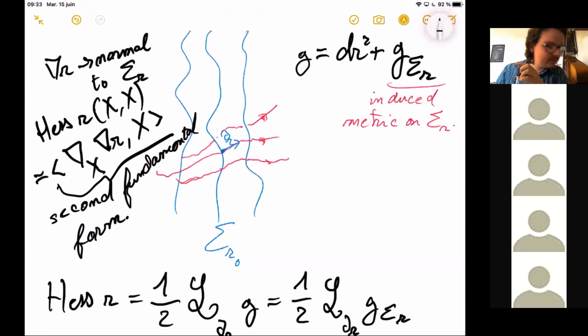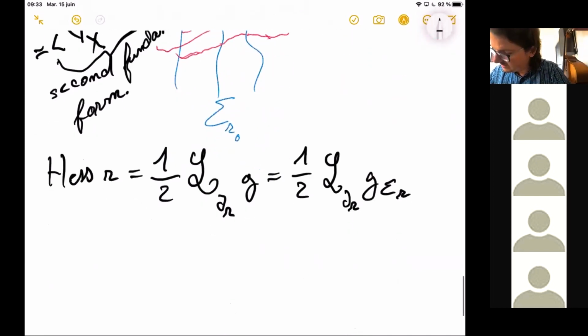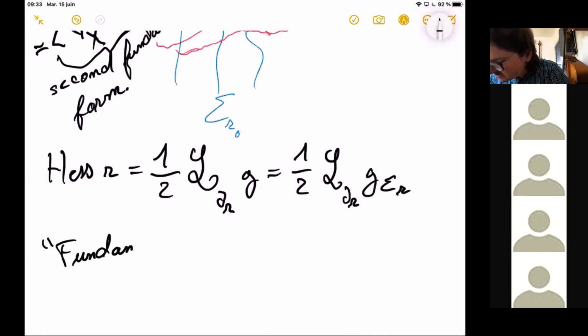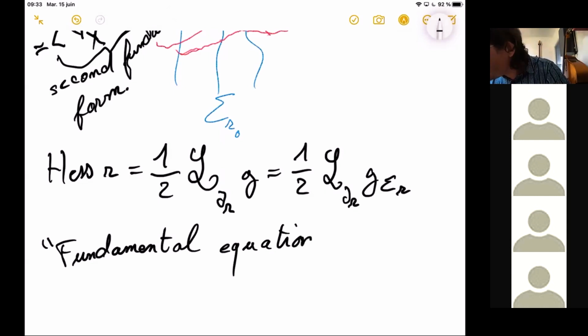Okay. And so now, where does curvature enter in all of that? One way to see where it comes from is the following. Petersen called that the fundamental equation of Riemannian geometry. Well, I guess a case could be made for another equation, but this is a very useful one.